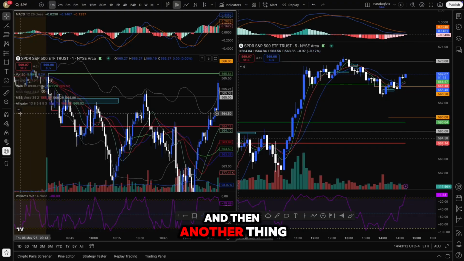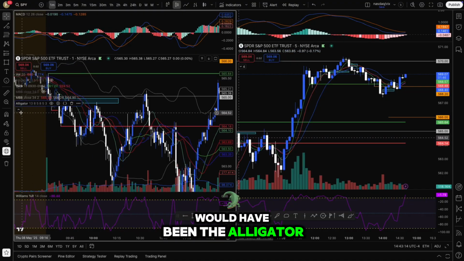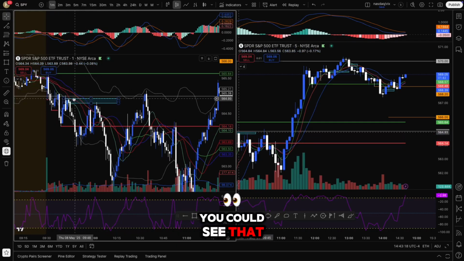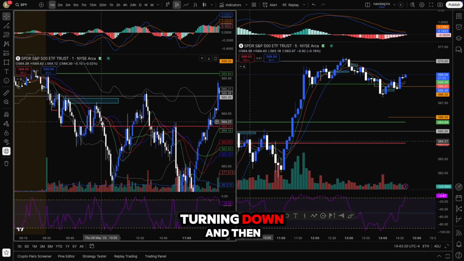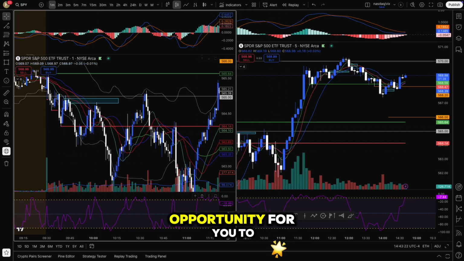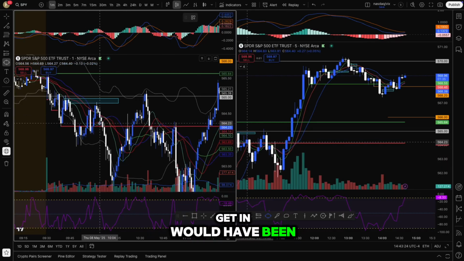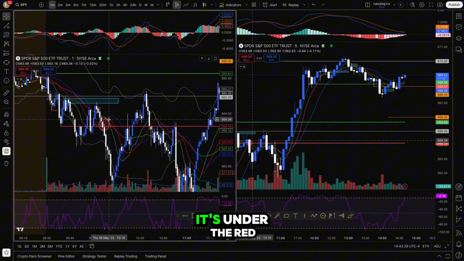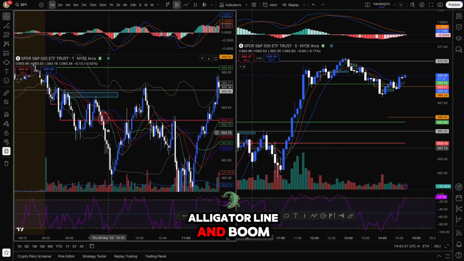And then another thing we could have used would have been the alligator. This indicator, this one I always use. You could see that we're still sort of trending down, and then the perfect opportunity for you to get in would have been right here, because we already got the break, we got the retest. It's under the red alligator line, and boom.